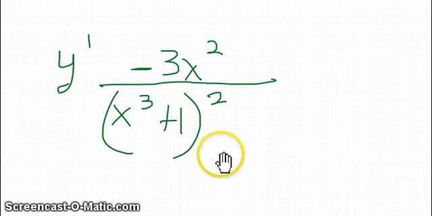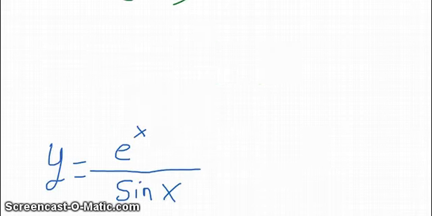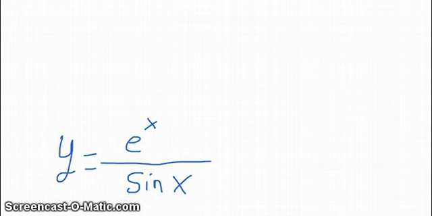Now that we have this basic equation down, let's try one that is a little bit more advanced. If we had the equation y equals e to the x over sine x, we could also use the quotient rule to find the derivative of this one, since both functions are differentiable.